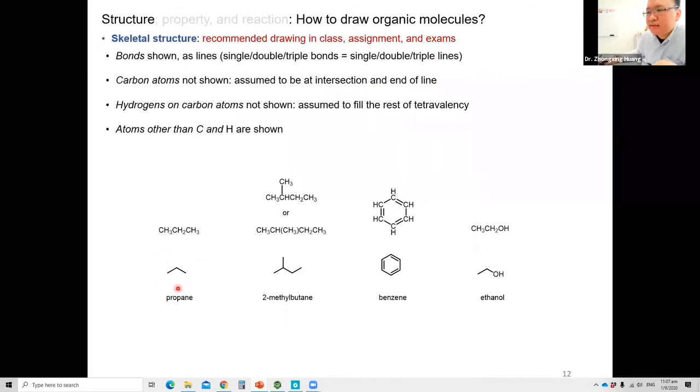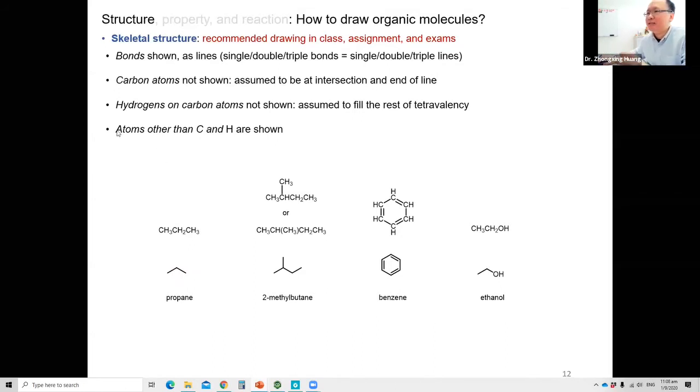If you look at these structures, at intersections, like this one, we assume that there is a carbon here. At the end of the line, one end, two ends, so 3 carbons. Hydrogens on carbon atoms are not shown. You don't see any hydrogens here. All eliminated, so they are assumed to fill the rest of the tetravalency. You have a carbon here attached to one carbon, so the rest of the tetravalency is 3, right? If you draw like this, we assume that this carbon has 3 hydrogens attached to it. Very convenient, right? It's just to save you a lot of ink.